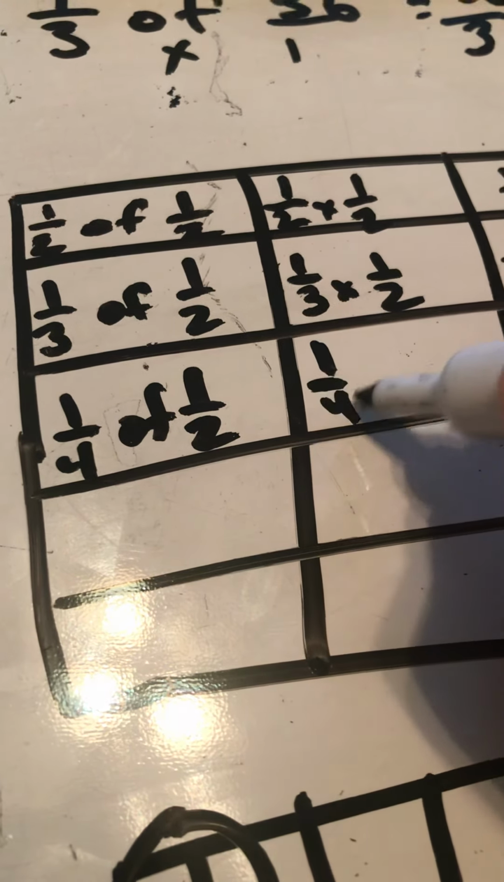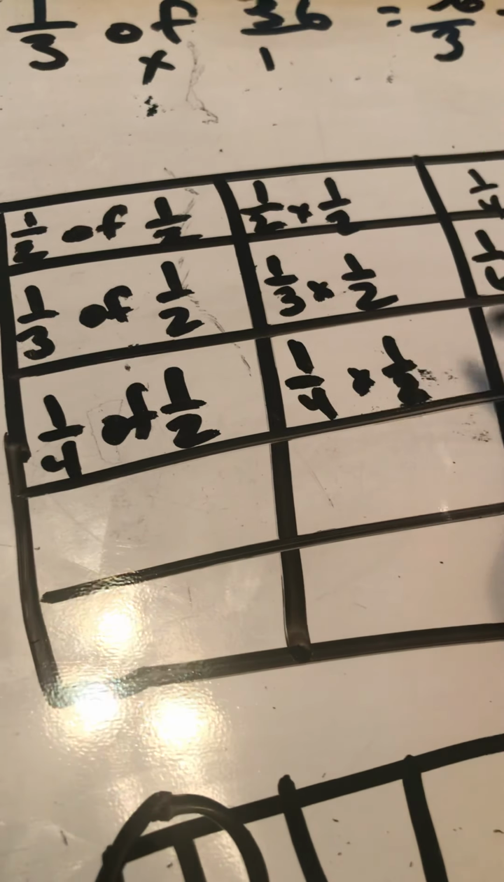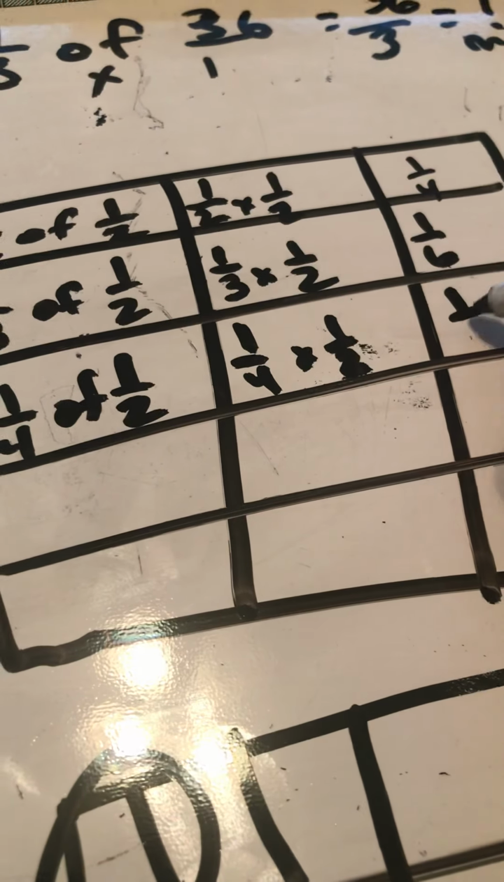So we would do 1/4 times 1/2, right? And we would end up with 1/8.